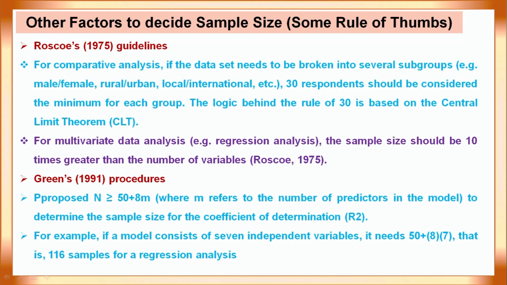And in the case of multivariate data analysis, like when you are using regression analysis, the sample size must be 10 times greater than the number of variables. That was also proposed by Roscoe in 1975.